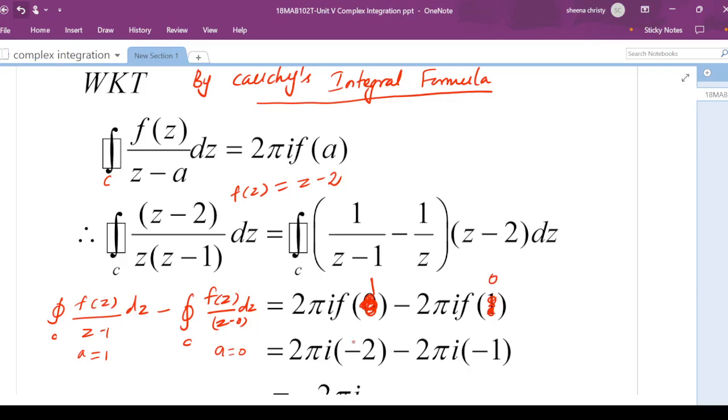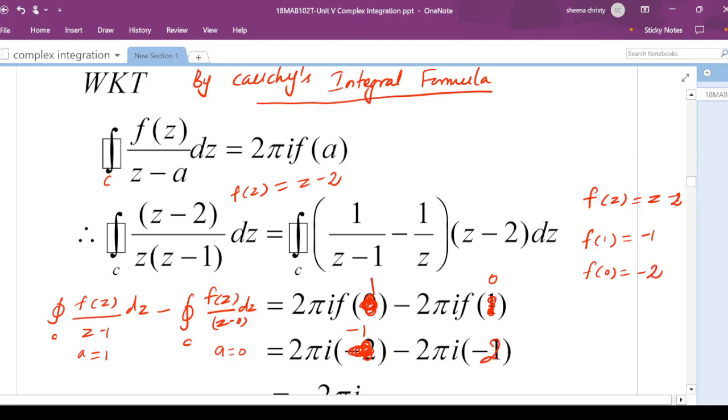Now putting z equal to 1, what is the answer you are going to get? Here it should be minus 1, because f of z equal to z minus 2. So f of 1 is going to be minus 1 and f of 0 is going to be minus 2. So put here minus 2.